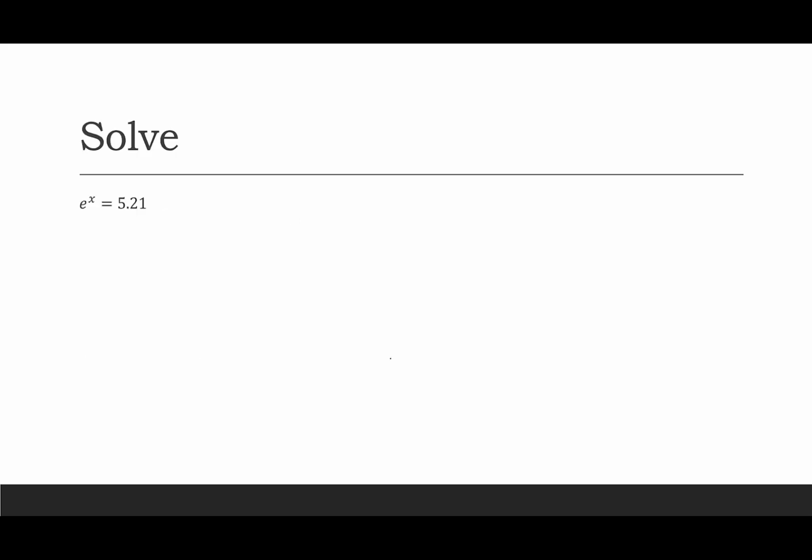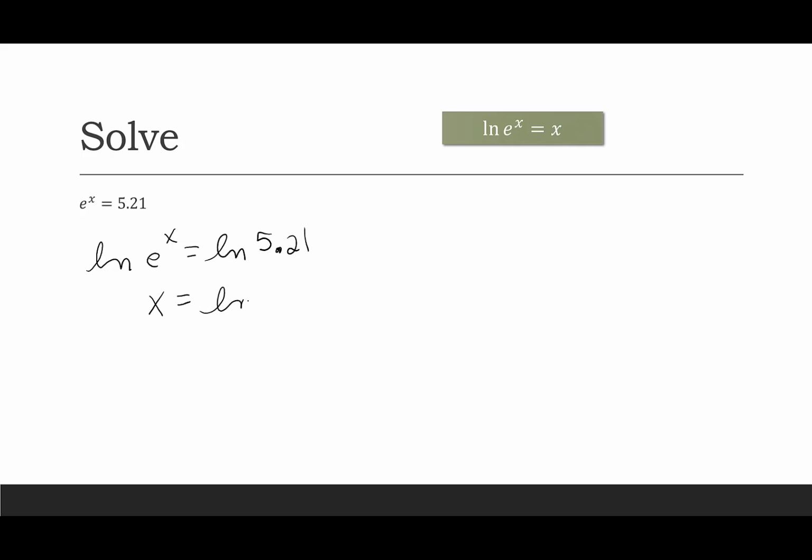Here I have e to the x equals 5.21. But remember, we know that the natural log of e to the x is x. So let's try that. Let's take the natural log of e to the x, and that'll give me the natural log of 5.21. So the natural log of e to the x is x. If I want the exact answer, I would put 5.21. I could also give an approximate answer by putting the natural log of 5.21 in my calculator, and it gives me 1.650, and I'm going to round it to 6.